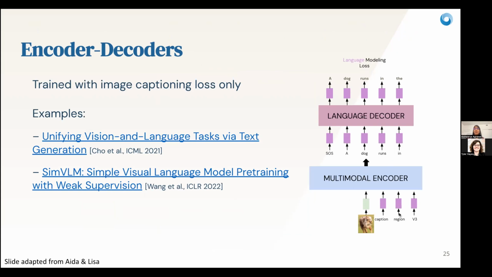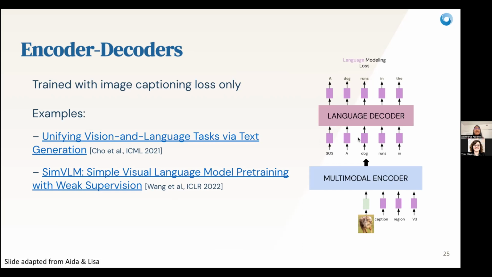So you have image and caption as input, and you model it using a joint encoder, and then you stick a decoder on top. And this decoder is typically a decoder transformer. And now the whole network is trained with language modeling loss, so image captioning loss, essentially. And I've listed some example papers here, which were early examples of this kind of family of models.